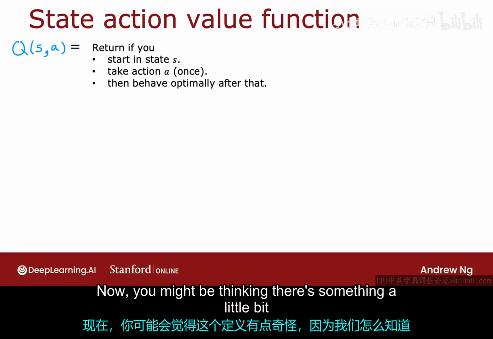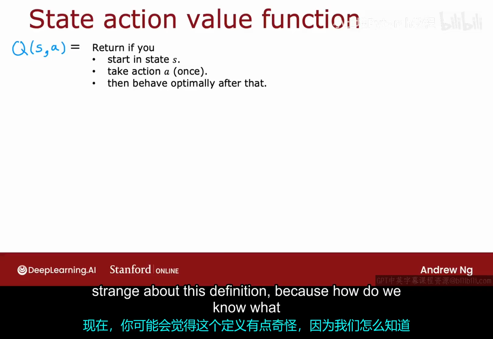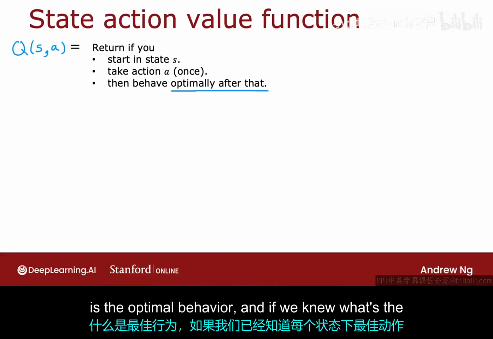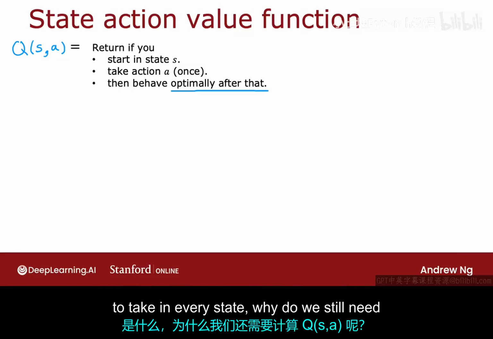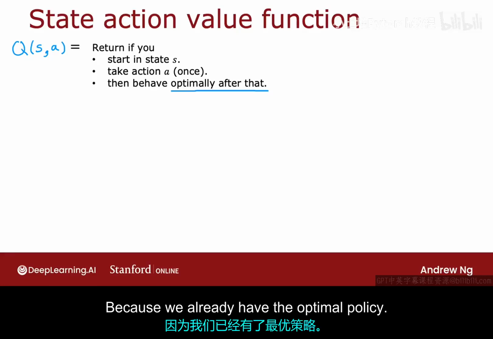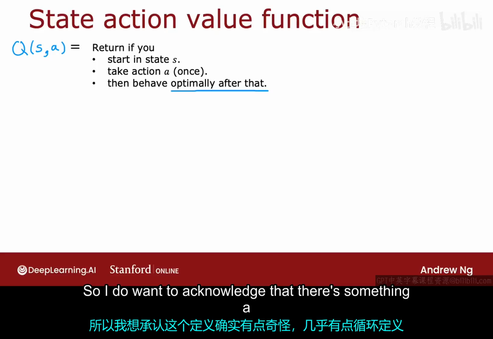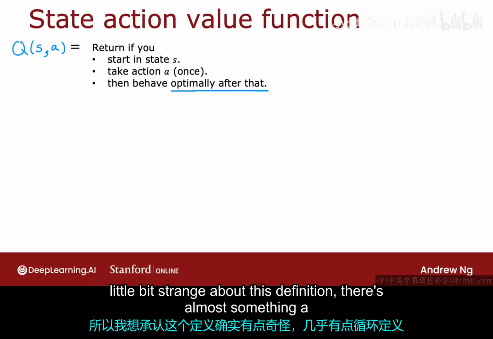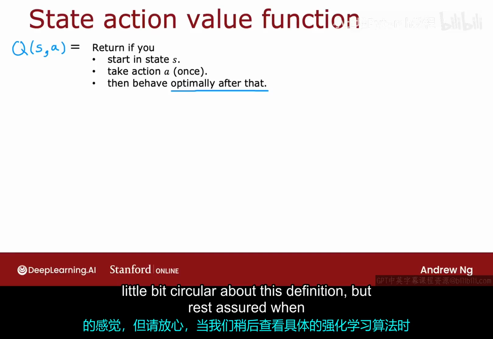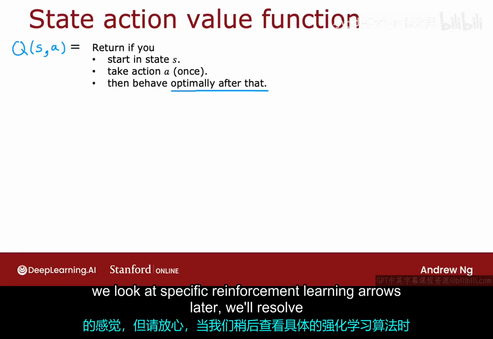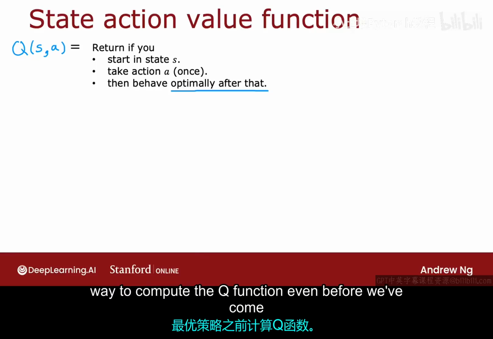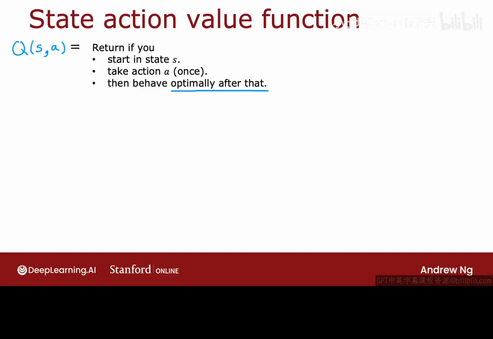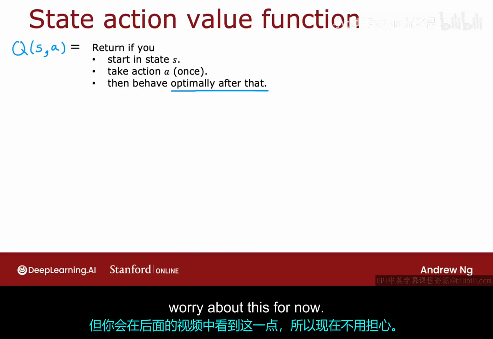Now, you might be thinking, there's something a little bit strange about this definition, because how do we know what is the optimal behavior? And if we already knew what's the best action to take in every state, why do we still need to compute Q of S, A? Because we already have the optimal policy. So I do want to acknowledge that there's something a little bit circular about this definition. But rest assured, when we look at specific reinforcement learning algorithms later, we'll resolve this slightly circular definition, and we'll come up with a way to compute the Q function even before we've come up with the optimal policy. But you'll see that in a later video, so don't worry about this for now.